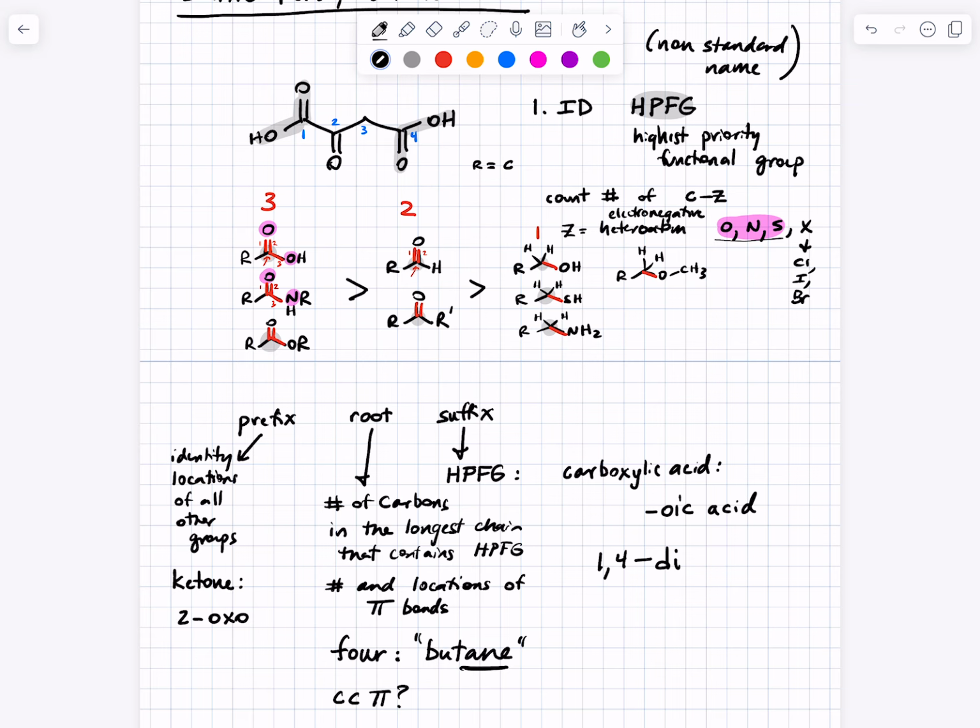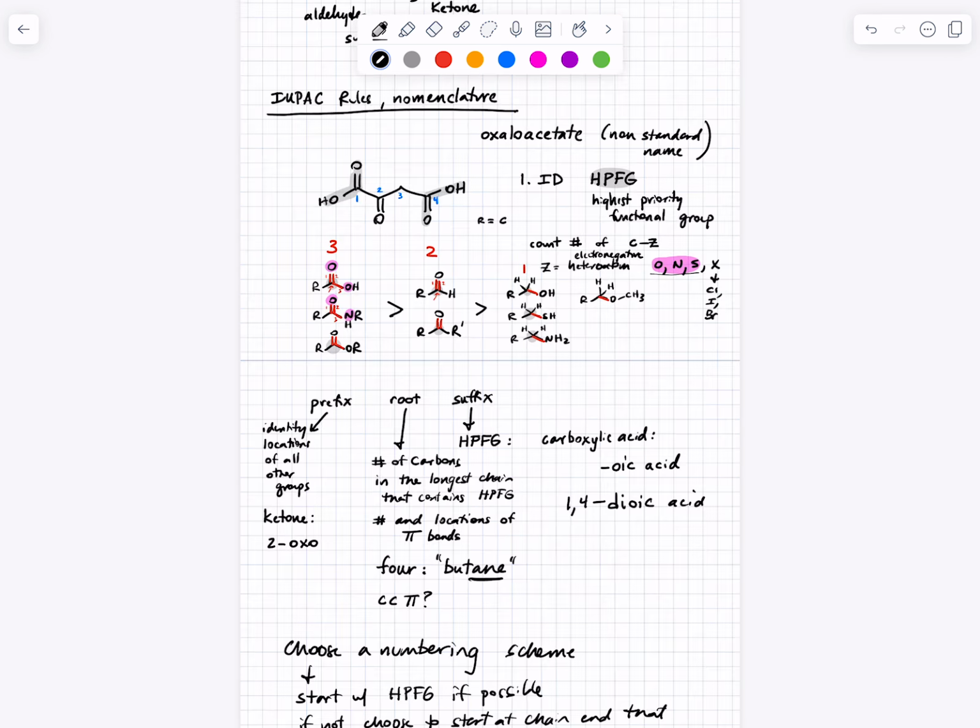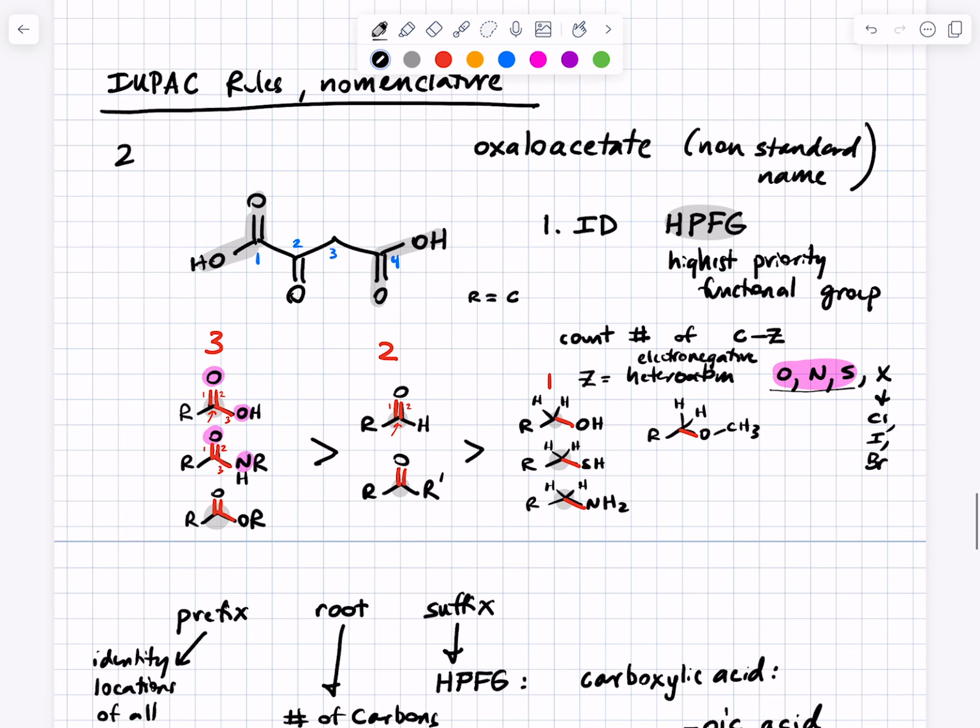You use the Greek numbers di, tri, tetra, penta, and so on to talk about how many of each group you have. So in this case, that's dioic acid. So put it all together, we would simply call this molecule 2-oxobutane, and sometimes people drop the E. You can keep the E or drop it either way. 1,4-dioic acid. Or if you want to have it be more pronounceable, you call it oxaloacetate.